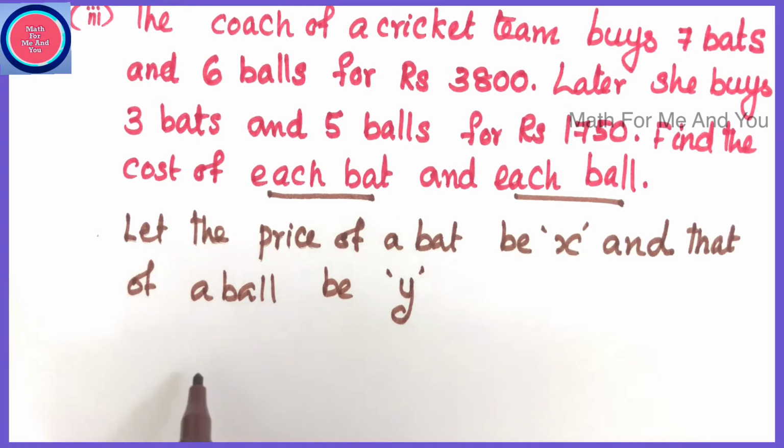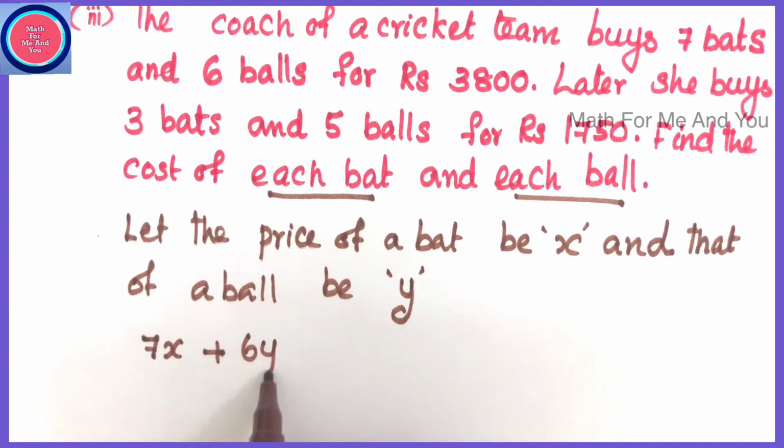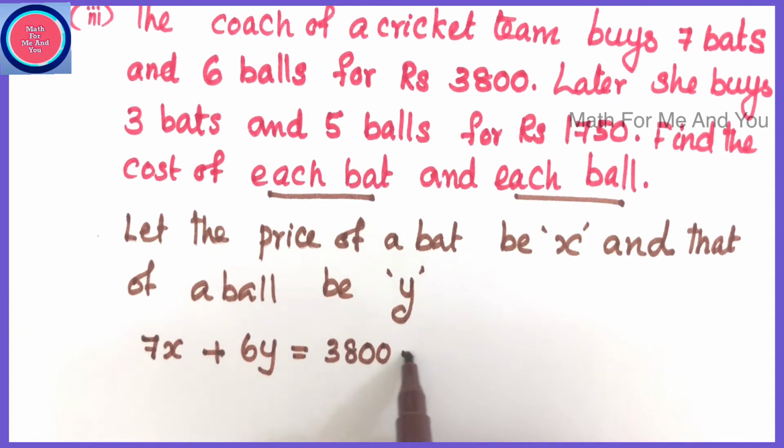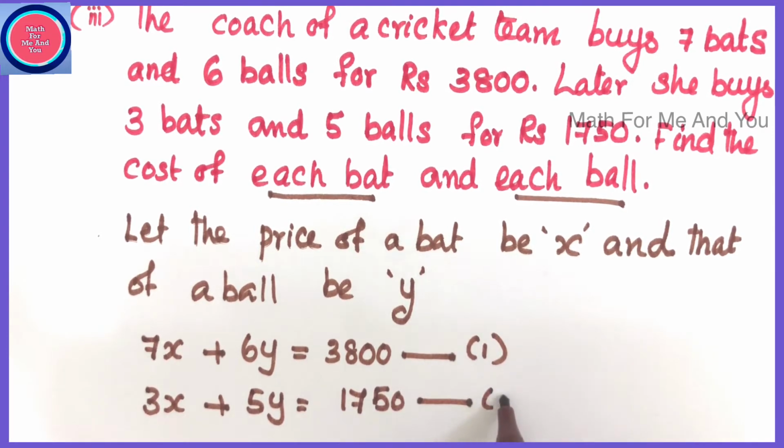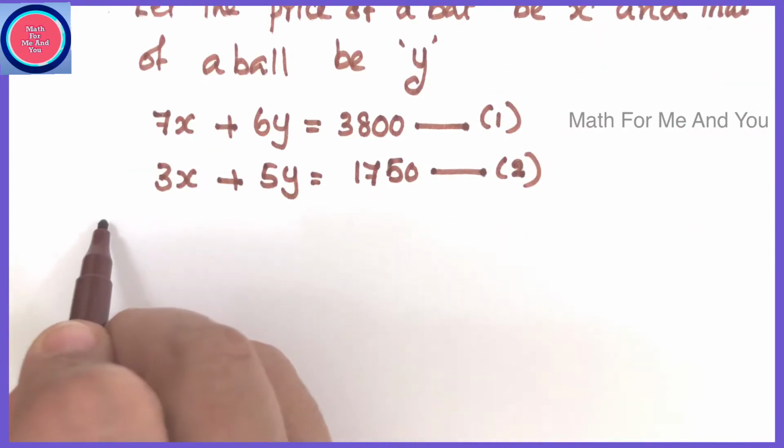It says the coach buys 7 bats and 6 balls. So what is the price of 7 bats? It is 7 times x, 7x. And 6 balls is 6y. The total is 3,800. Equation number 1 is ready: 7x plus 6y equals 3,800. Later she buys 3 bats, so its price is 3x, plus 5 balls, 5y, is equal to 1,750. Let it be equation number 2.